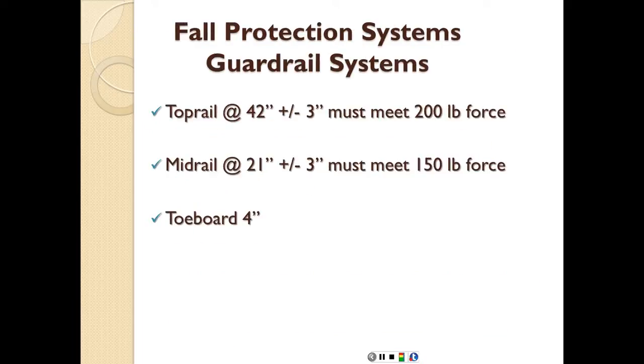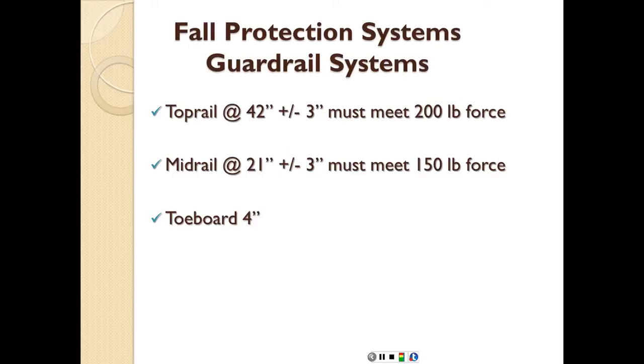We talked about the guardrail system. We mentioned that the top rail should be at 42 inches, but we have some flexibility here. If it's up to 45 inches or as low as 39 inches, that's fine. So we have a tolerance of plus or minus 3 inches, and it must meet the 200-pound force resistance requirement.